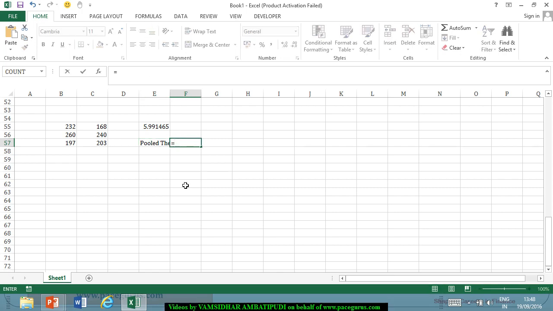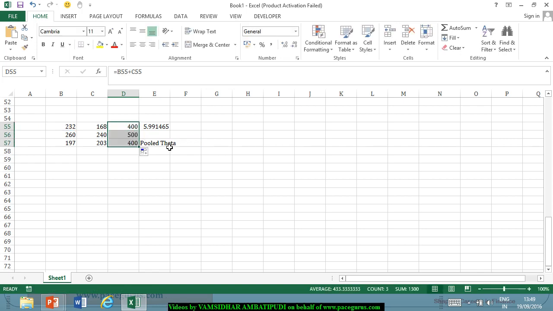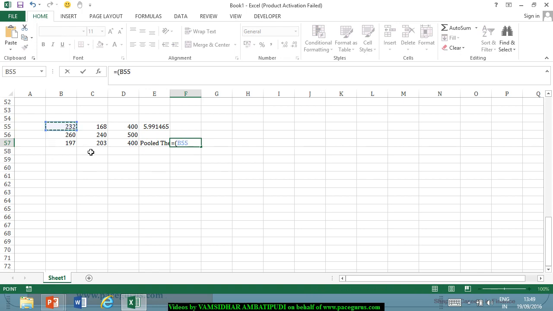So that will make it x1 plus x2 plus x3, 232 plus 260 plus 197, divided by the total. So it's better that I compute the total in one cell. All right, so the pooled theta I can now take as x1 plus x2 plus x3 divided by n1 plus n2 plus n3, which gives me a pooled theta of 0.53. So based on that I can find out my expected values.